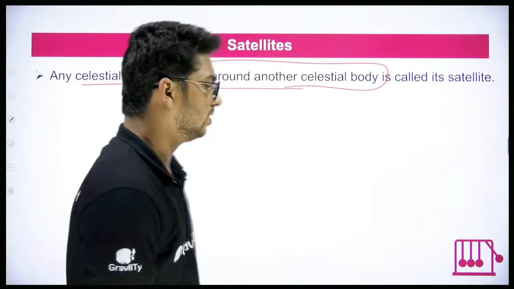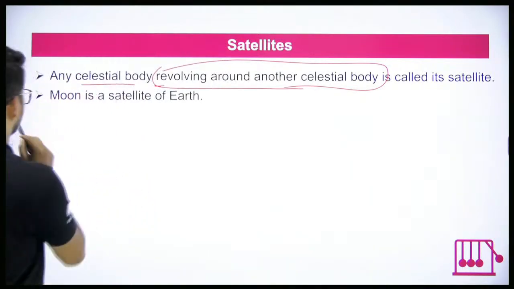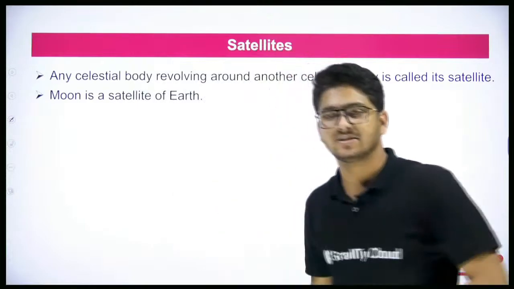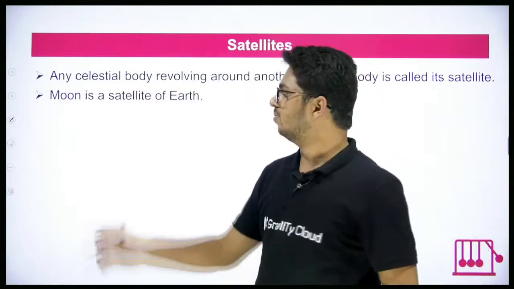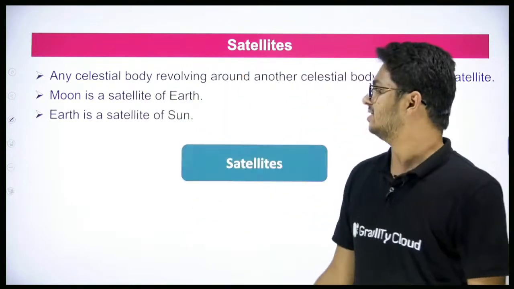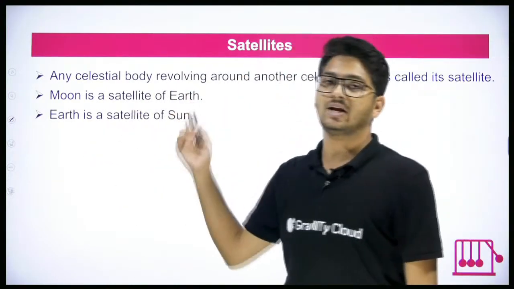Some examples as we know. Who revolves around whom? Moon revolves around the earth. Yes or no? Moon revolves around the earth. So moon is a satellite of earth. Similarly, earth is a satellite of sun.